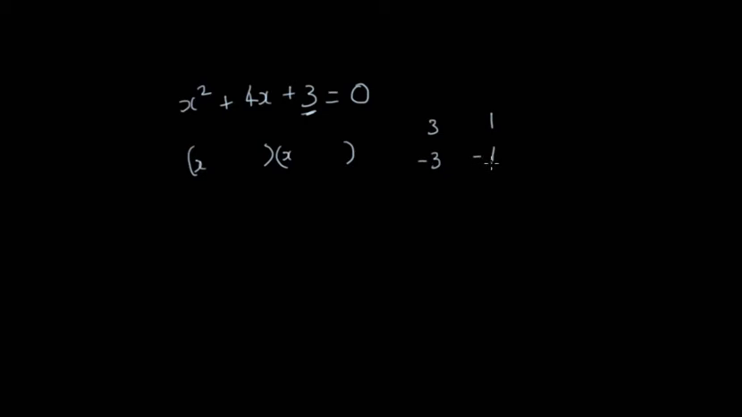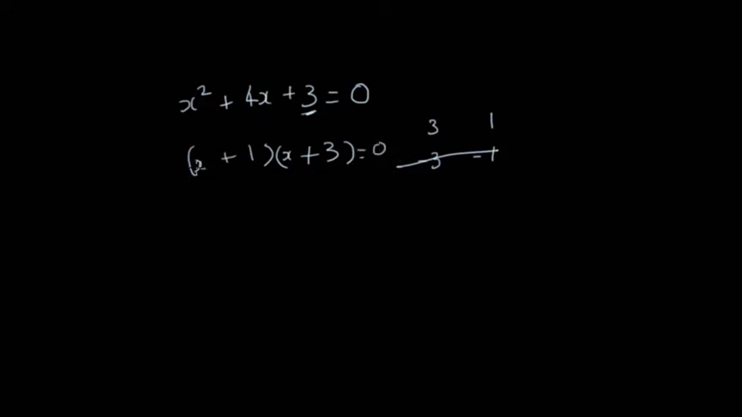Minus 3 add minus 1 is minus 4, so that's wrong. That will not work. Plus 3 add plus 1 is 4, so the terms must be plus 1 and plus 3. And it doesn't matter which order we put them in here. And that's equal to 0.